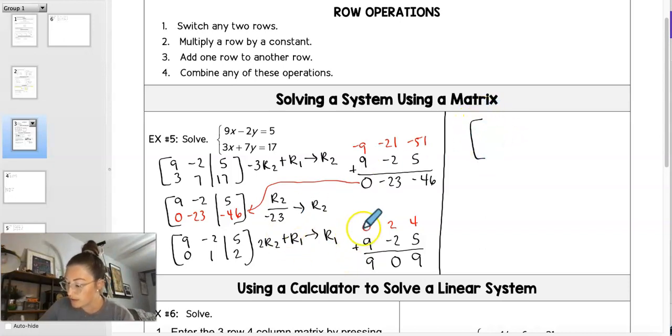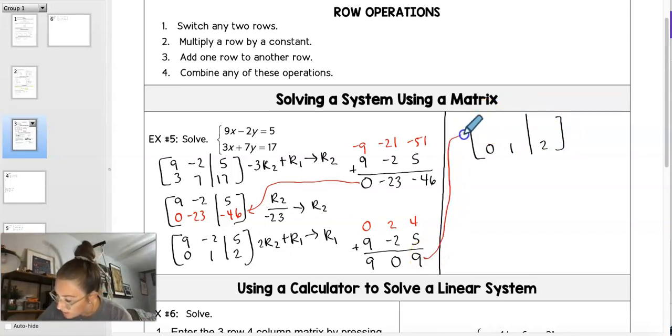Okay, so row 2 didn't change. Row 2 is still the same, so I still have 0, 1, and that 2. Row 1, though, is now this guy. So it is 9, 0, 9. Okay, I'm super close to being finished. I'm almost there. It's supposed to go 1, 0, 0, 1. I just need this guy to now be a 1.